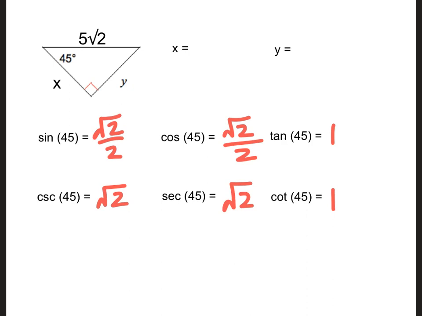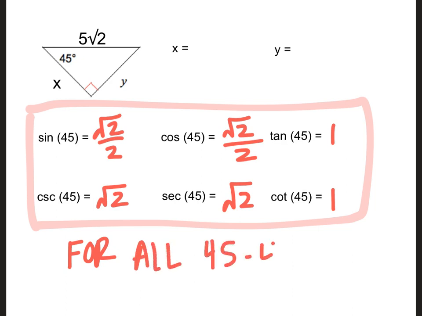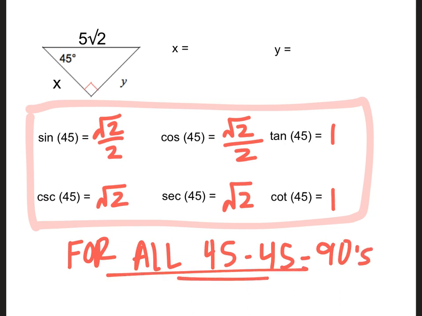Now, don't get me wrong. If this was like a normal school year and we were in class, I probably wouldn't tell you this. But because you're doing it on your own and I want to make sure you're actually successful on it, know that for every 45, 45, 90 triangle, they are going to equal this. So this is true for all 45, 45, 90s. So I would take a picture of this slide right here, what I've circled. Those should be your answers for all your 45, 45, 90s.